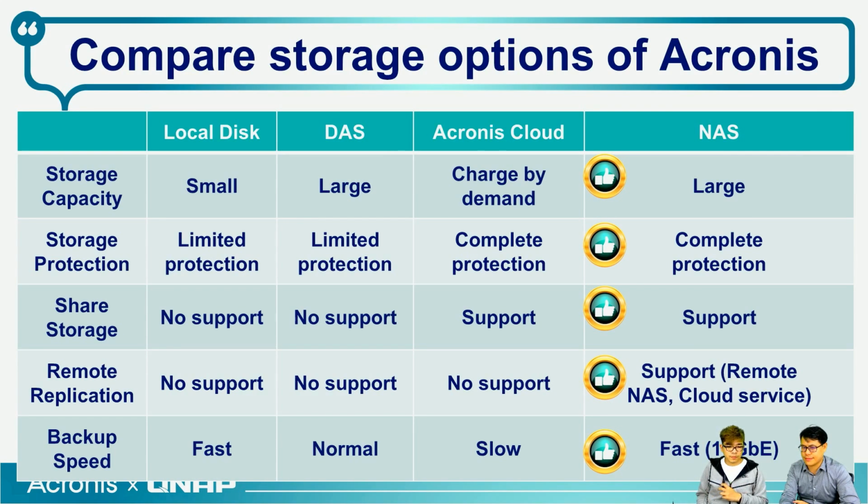Yes. So let's talk about storage protection. Why do we have to mention protection? Because something will go wrong on your hard disk. So we have RAID 5, 6, 50, 60, even 0 and 1. And not only do we have RAID to protect your hard disk, whatever you back up into your NAS, we can also back up the backup from your NAS into another hard disk or another NAS, even a cloud server. So that is why we can give you complete protection, such as Acronis, which DAS and local disk cannot reach.